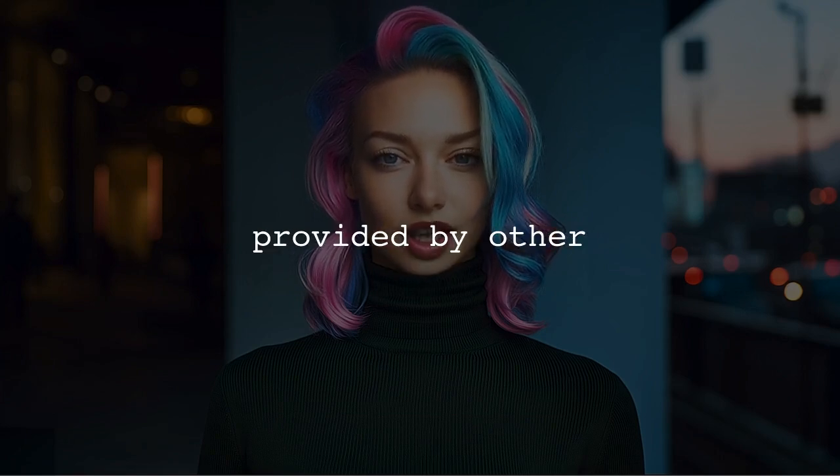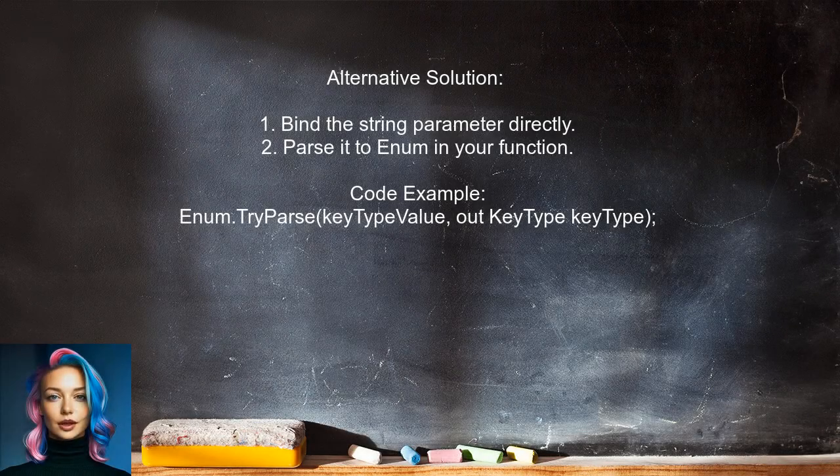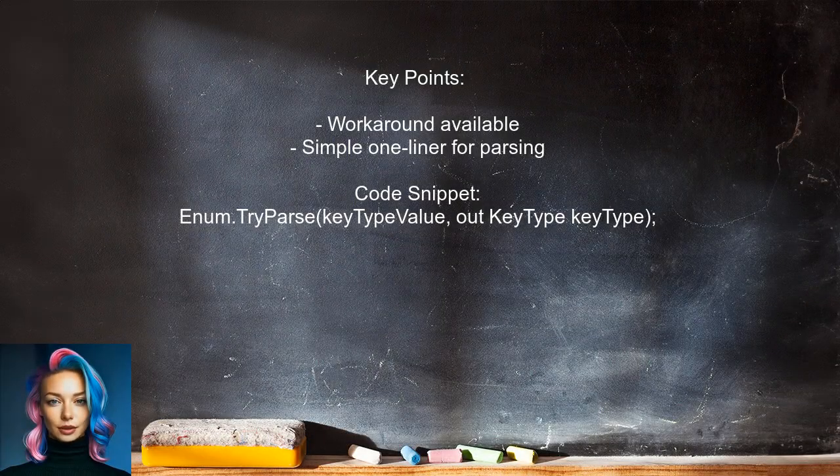Now let's look at the answers provided by other users. An alternative approach suggested by another user is to bind the string parameter directly and then parse it to the enum type within your function. They note that currently Azure Functions do not support custom model binders for enum types. They also mention that while there are workarounds, this method is straightforward and can be implemented in just one line of code.